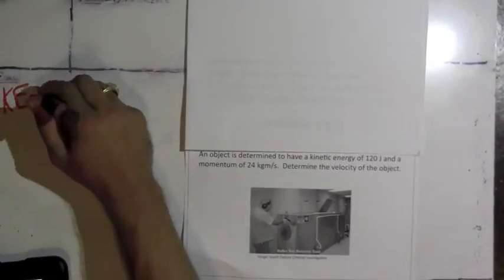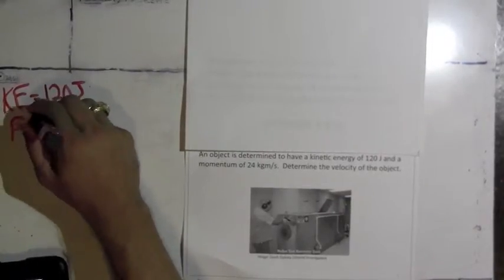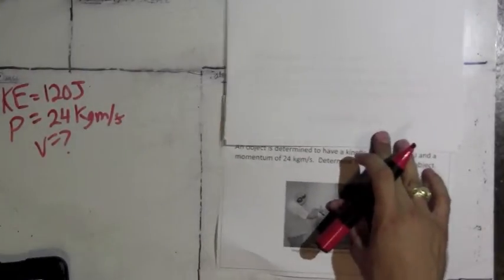of 120 joules, and I know that I have a momentum of 24 kilogram meters per second. And I want to know what the velocity is. Now, I went ahead and put these to the side because there's really not any other given. This is an algebraic trick more than anything. So, let's take a look at what we got here.